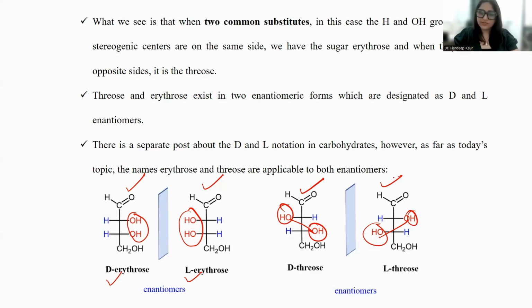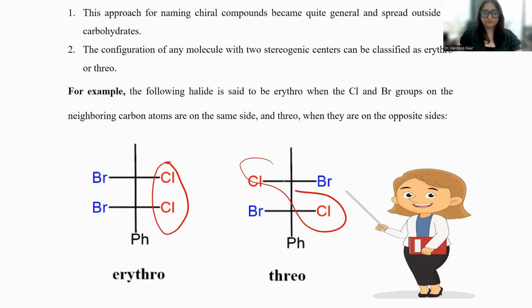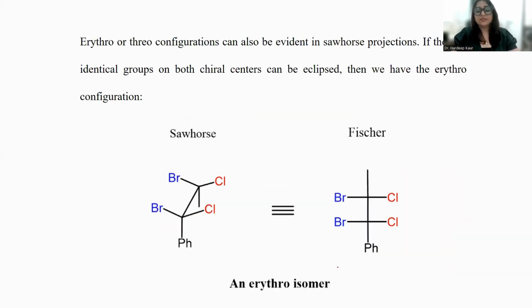So D and L enantiomers, we can see these as dextrorotatory and levorotatory basically. Okay, so basically the configuration of the molecule with two stereogenic centers that we have already told, in this example we can take chlorine. It is erythro and here it is threo. In the Fischer projection, this is the front carbon and this is the back carbon. Here, both chlorines are on the same side, so it is an erythro system.